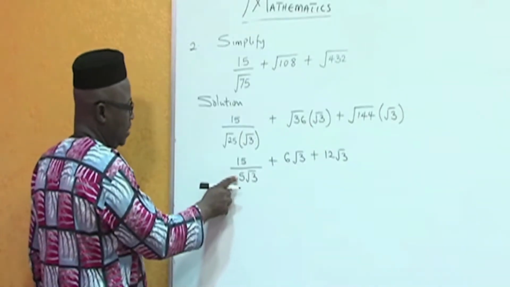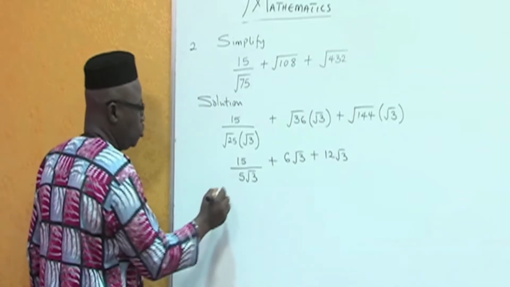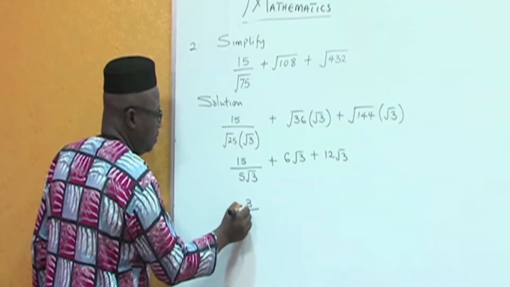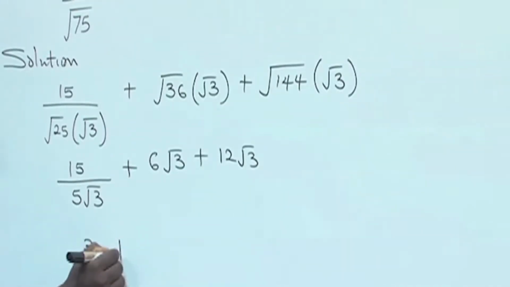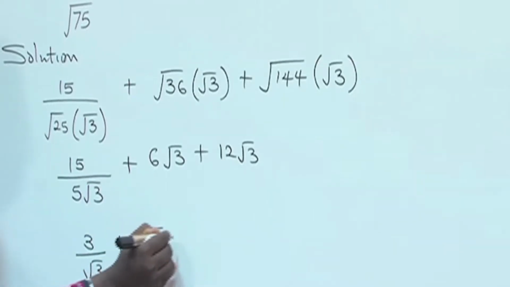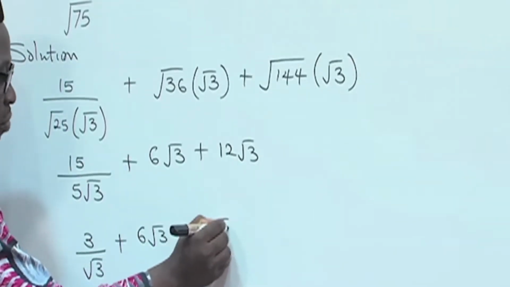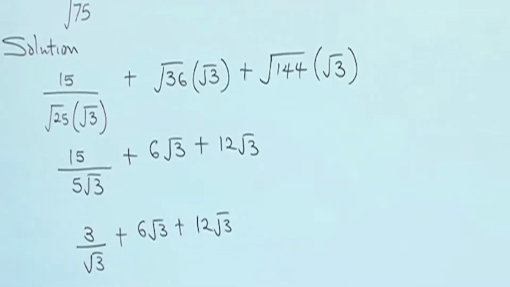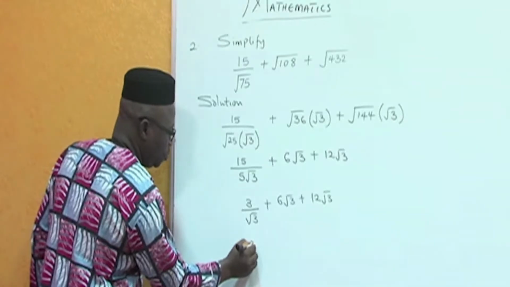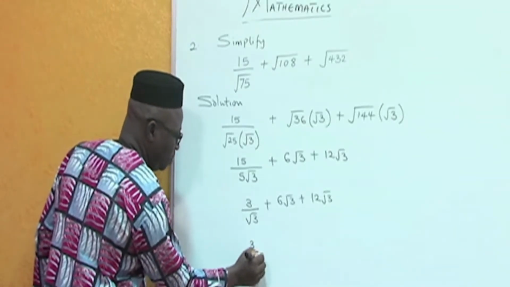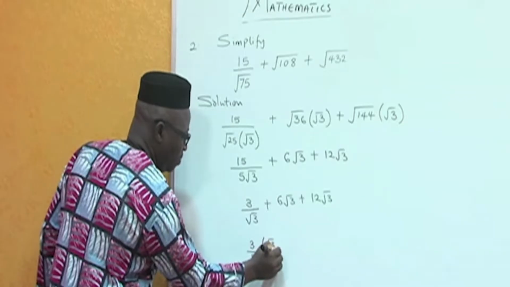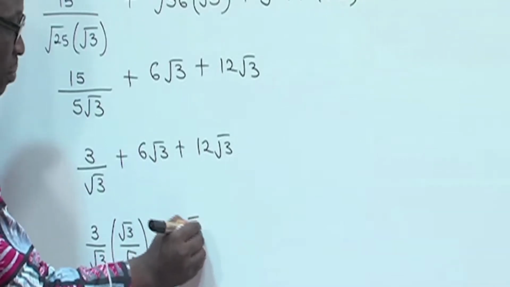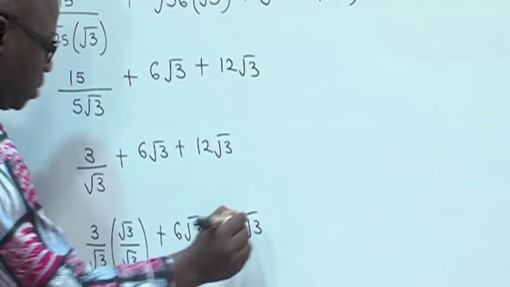So I can simplify this. 15 divided by 5 is going to be 3. So this is 3 divided by root 3 plus 6 root 3 plus 12 root 3. So there is need for me to rationalize this because it's having a surd in the denominator. So this will be 3 out of root 3 multiplied by root 3 out of root 3 again, then plus 6 root 3 plus 12 root 3.